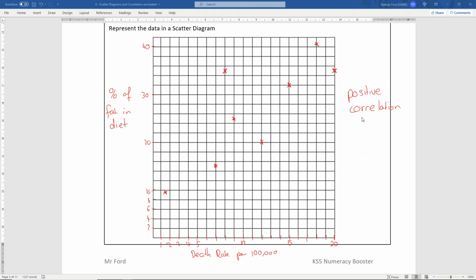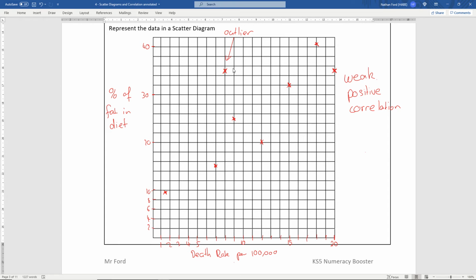Okay, so that's a positive correlation. I would actually call it weak. When we talk about weak versus strong, that comes into the Spearman rank correlation coefficient, but really the points are quite spread out. The reason is we have this outlier here, because we have quite a high percentage of fat in the diet and quite a low death rate in comparison to those with the same value.